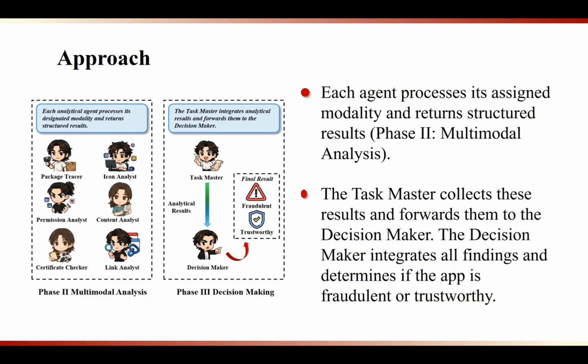In the multimodal analysis phase, each agent conducts deep analysis based on its assigned input. Once all agents have returned their results, the task master aggregates them and passes them to the decision maker. In the decision-making phase, the decision maker evaluates the combined information and gives the final result, fraudulent or trustworthy. If it's fraudulent, the tool also identifies the most likely fraud category, such as scam, gambling, or sex.